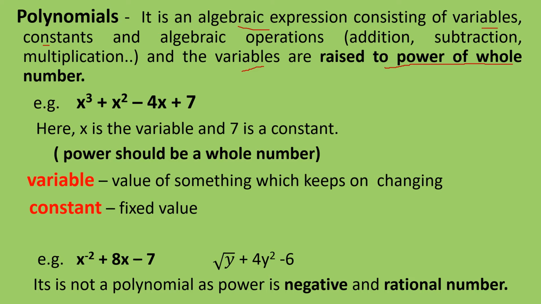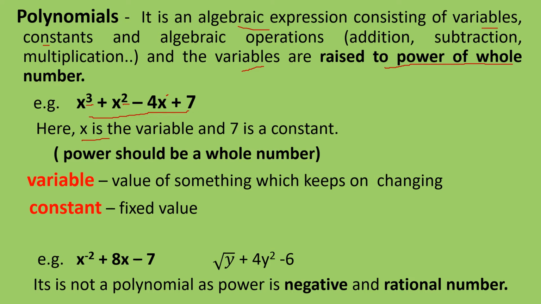Now here we have an example: x cube plus x square minus 4x plus 7. First we have to see whether it is a polynomial or an algebraic expression. We can see that the variable is x. In the first term the power of the variable is 3, which is a whole number. Here the power is 2, again a whole number. Here the power is 1, again a whole number. That means this algebraic expression is a polynomial, because the power of the variable is a whole number.